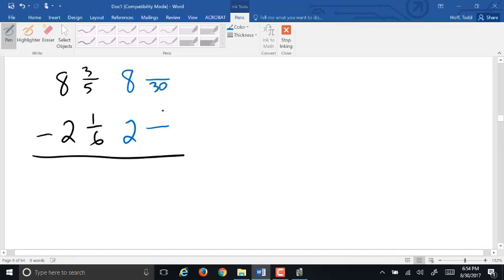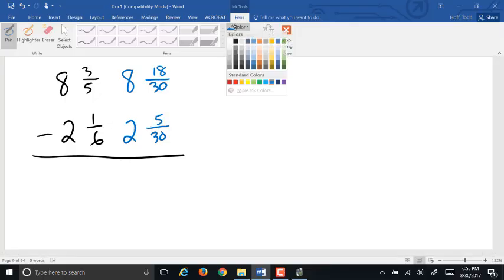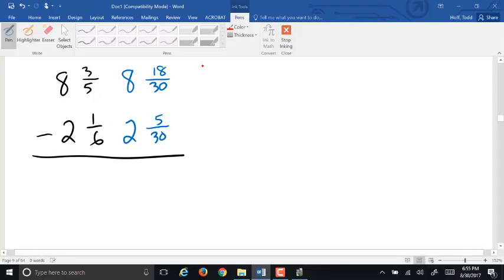30. Very good. What's this top fraction going to be? 18/30. The bottom one, 5/30. And now, just like with whole numbers, again, we start at the right and work our way back to the left, and we subtract. 18/30 minus 5/30, 13/30. We combine the counts. 18 minus 5 is 13, and we keep the same name again. We keep the common denominator.